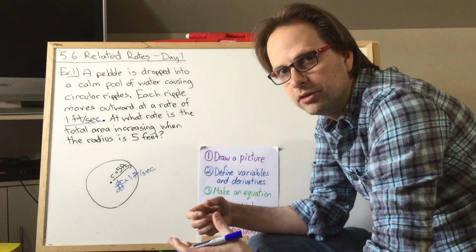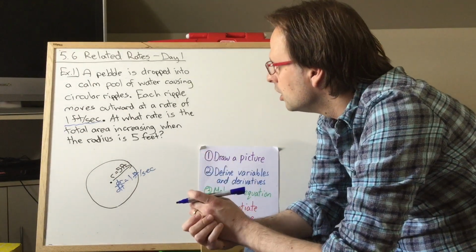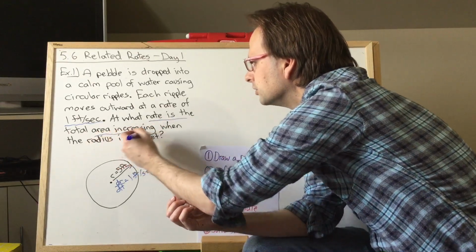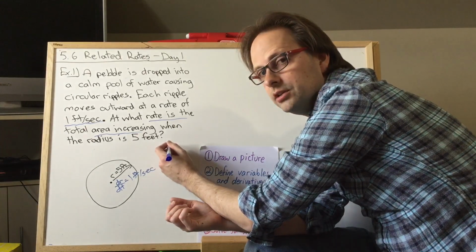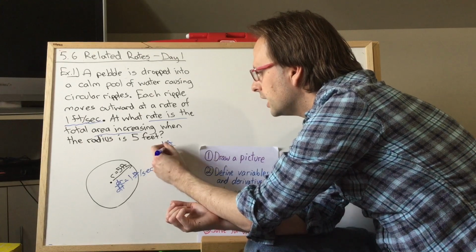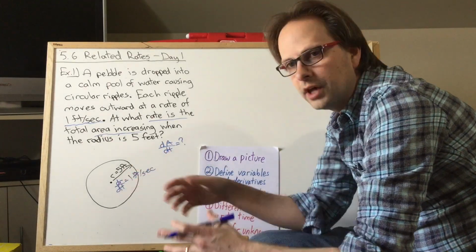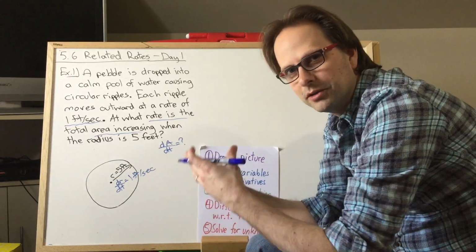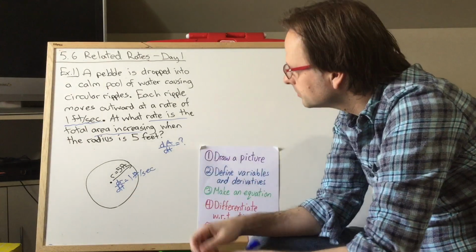And we call it positive because the quantity r, the radius, is increasing. What we want to know is what rate the total area is increasing when the radius is 5 feet. So we want to know a rate of change of area. In other words, we'd like to know dA by dt. So as this moves out, it's more and more area that is affected by the ripple. And you could argue that if this happens in an ocean, then it goes out and affects the whole world.